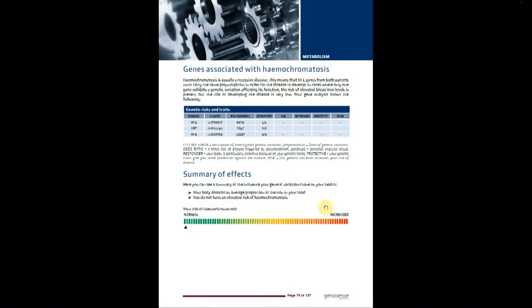So this is a quite severe disease. It's also quite common, and it's caused by a genetic variation. And this means that, here you can read up on it, this disease is one gene, and there are 3 different genetic variations that might occur that cause this disease. And if you have a higher risk, then your risk of hemochromatosis would be higher here.